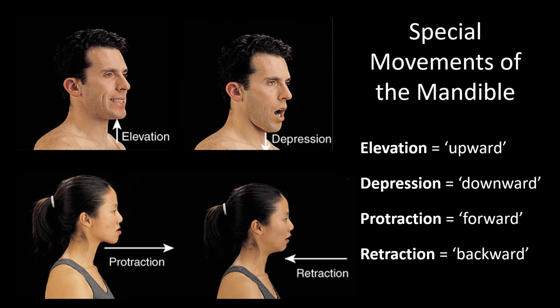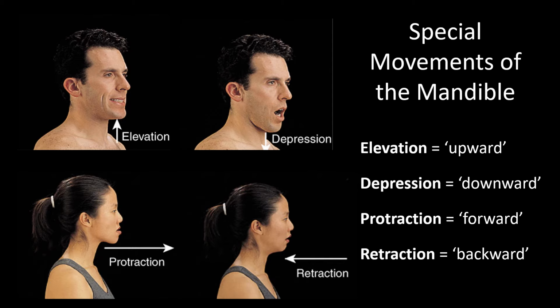Let's start by taking a look at the movements of the jaw. These are pretty straightforward. We're talking about motion that occurs at the temporomandibular joint. That's the articulation between the temporal bone and the mandible. Elevating the jaw just means moving it upwards, moving it superiorly. So if you're going to bite on something. Depression is the opposite, you're opening the mouth.